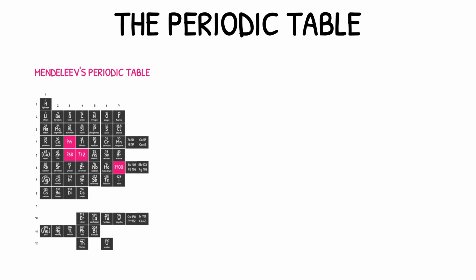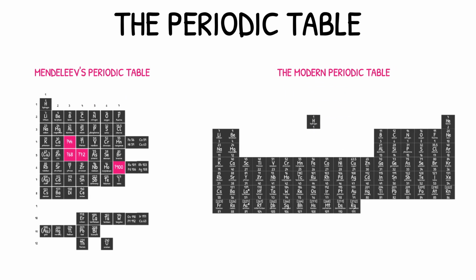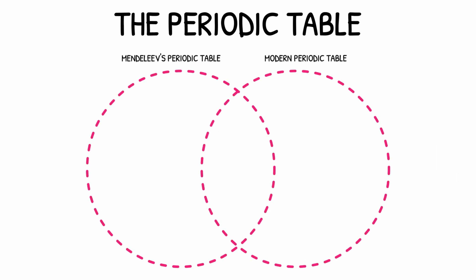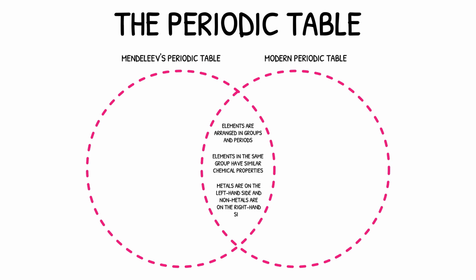With Mendeleev's version of the periodic table side by side with the modern version, we can easily spot the similarities and differences between the two. Let's start first with the similarities. In both tables, elements are arranged into groups and periods. Elements in the same group share similar chemical properties, and in both tables, metals are found towards the left-hand side and non-metals are found towards the right.